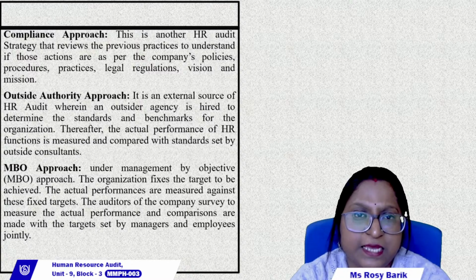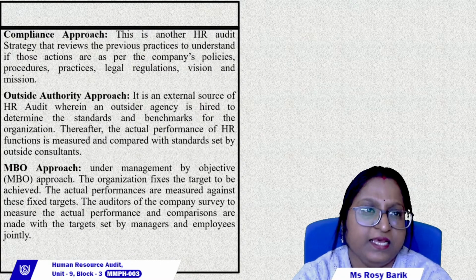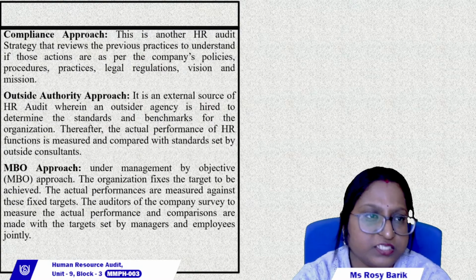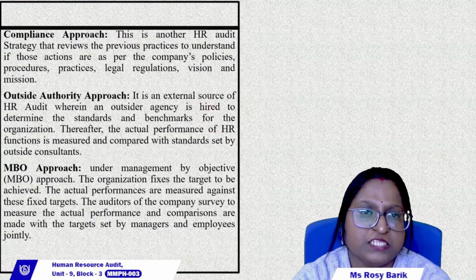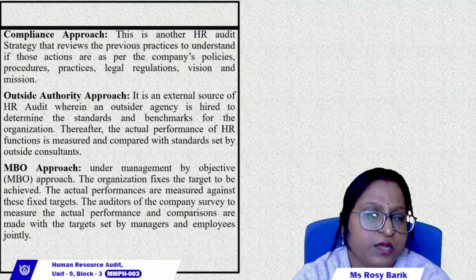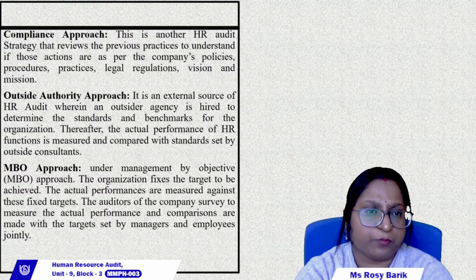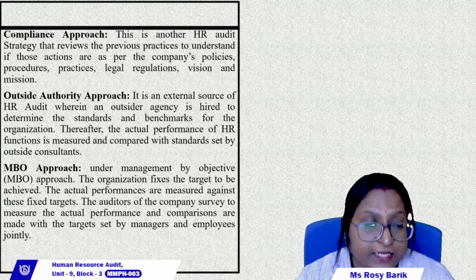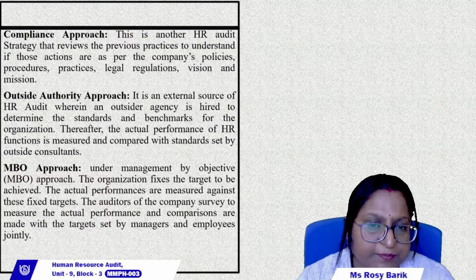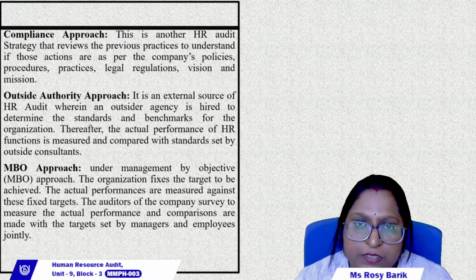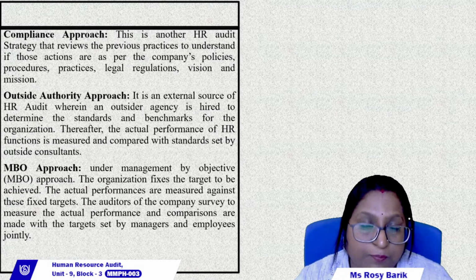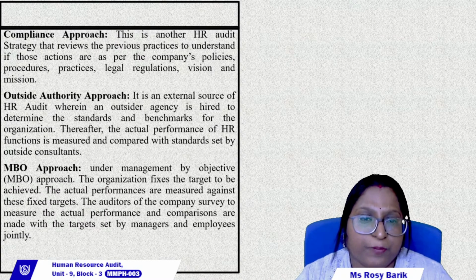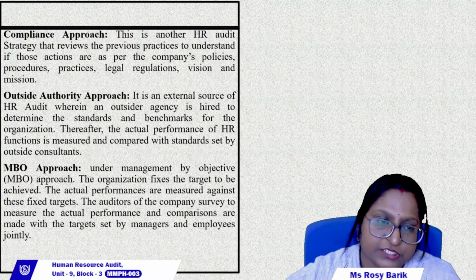Compliance approach: this is another HR audit approach strategy that reviews the previous practices to understand if those actions are as per the company's policies, procedures, practices, legal regulations, vision, and mission. Outside authority approach: it is an external source of HR audit wherein an outside agency is hired to determine the standard and benchmark for the organization. It is quite simple. They have to hire one person for auditing. Therefore, the actual performance of the HR functions is measured and compared with the standard set by the outside consultant.